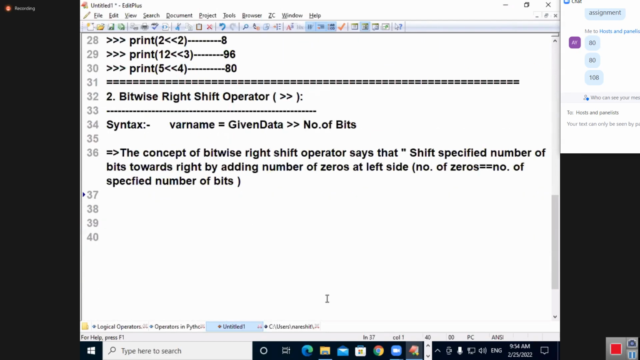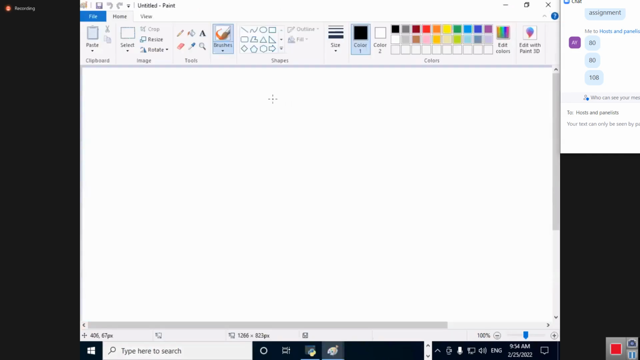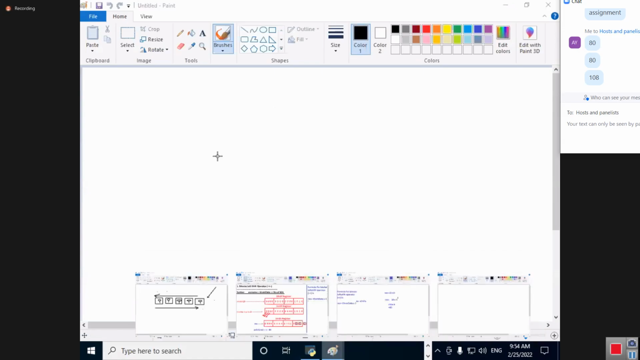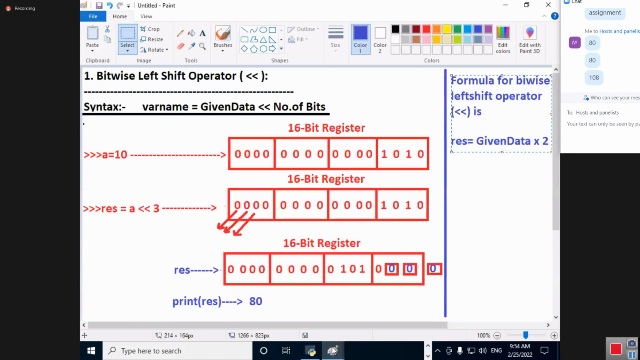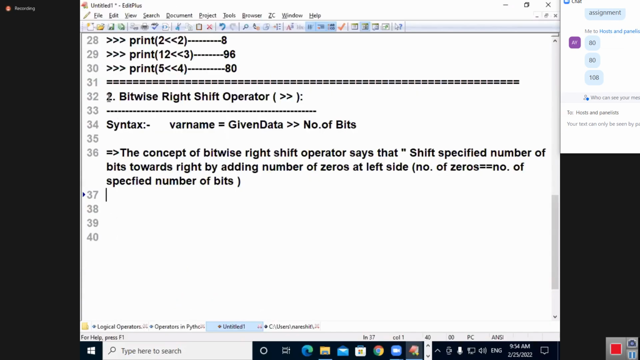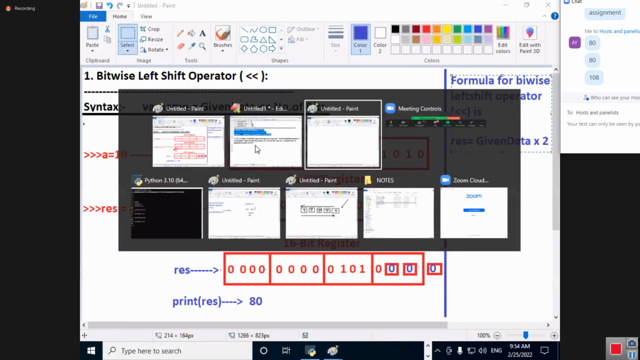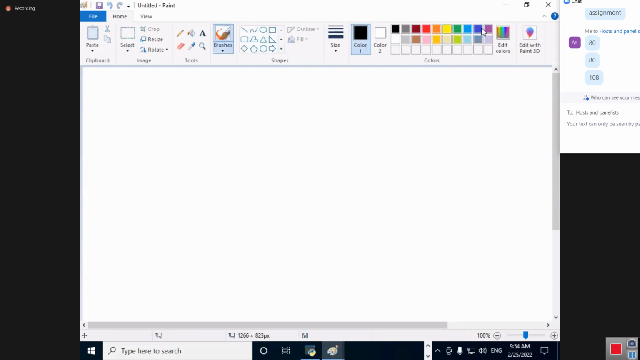Let us go to the diagrammatic representation now. I will bring the diagram format, with this number, students. Let us go to this place. The right shift operator syntax I will bring later into this place. So let us watch this now. I will just paste it.